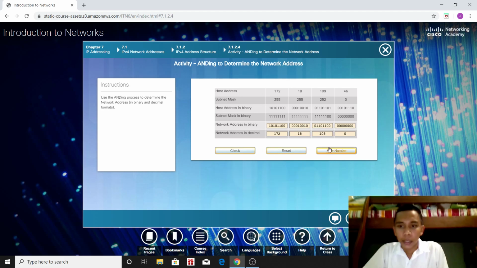Okay, the last example is entered in binary. Then the network address in decimal is built up octet by octet, ending in 32 and then 0. Okay, it's correct. This activity is done.